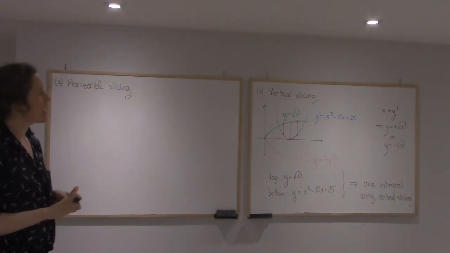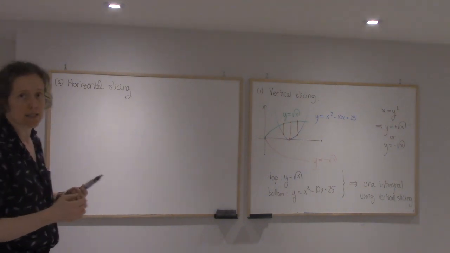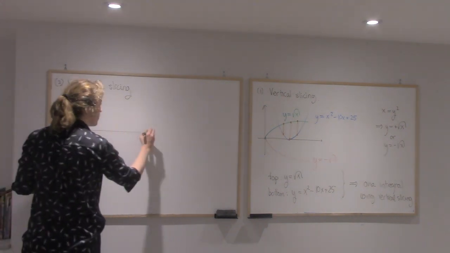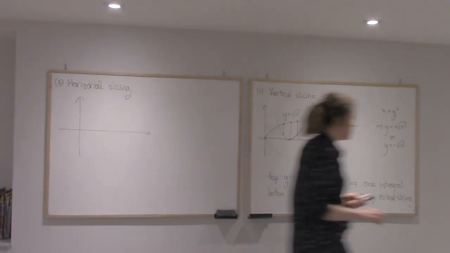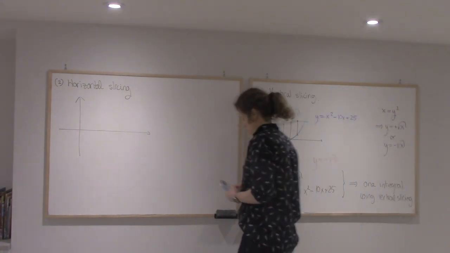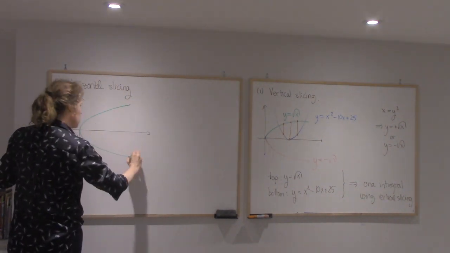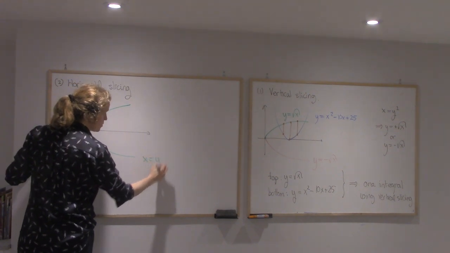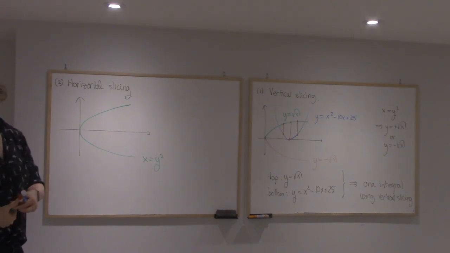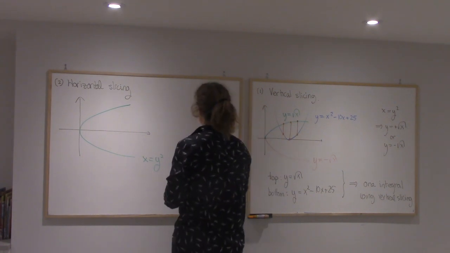Alright, so same region, but now with horizontal slicing, I need to solve for x. I need to isolate x. So in one case, that's already done, so let's put that one on the board. The green curve from the start was x equals y squared, so that setup is perfect for horizontal slicing, but the blue curve isn't. The blue curve is given to us as y equals a function of x.